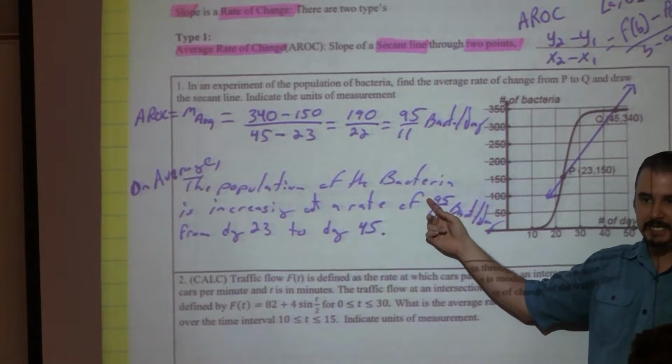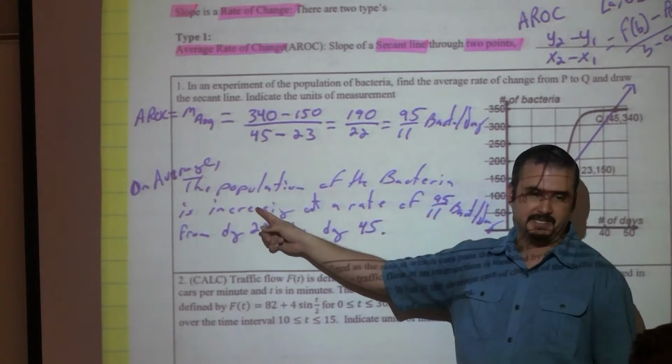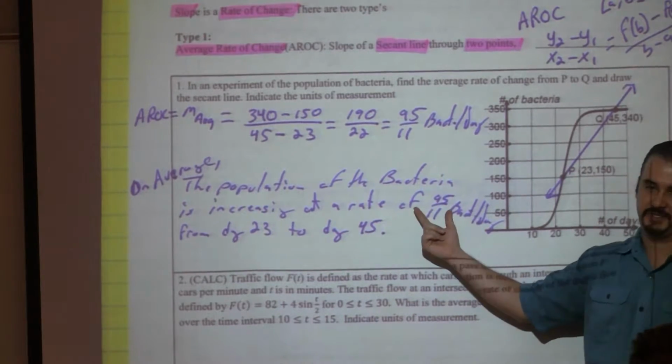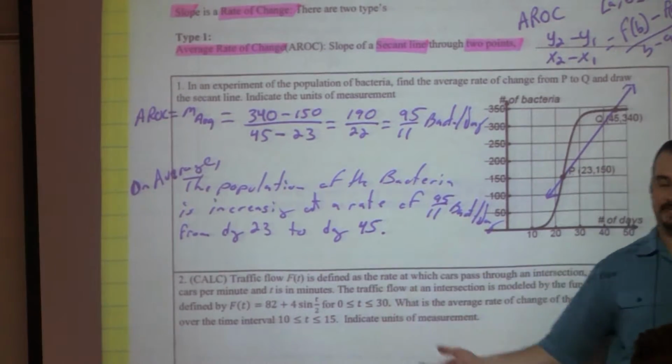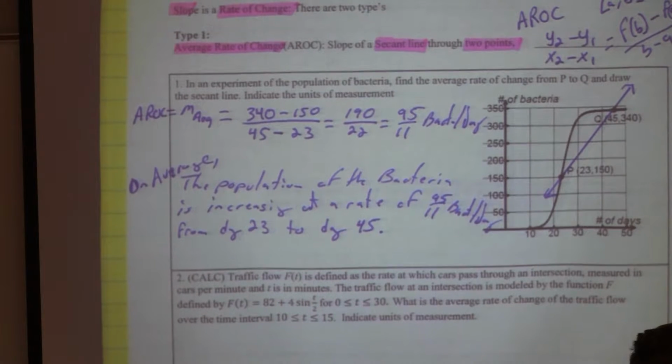Do I have to say negative here again? No, why not? Because I already said it was decreasing. So here I just put the rate that it would have. I wouldn't say negative again. Okay? Do we understand? Yes. Awesome. Let's try another one, okay?